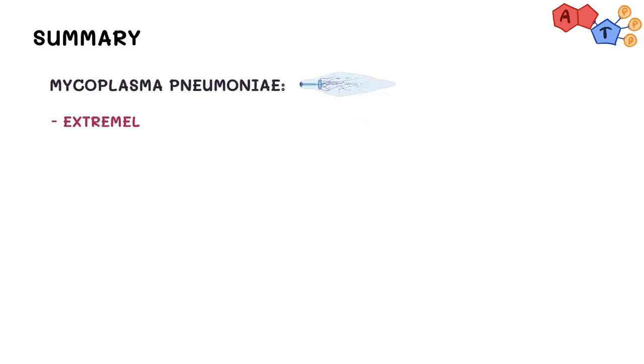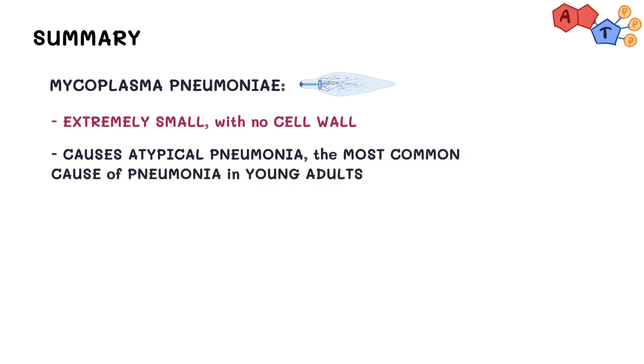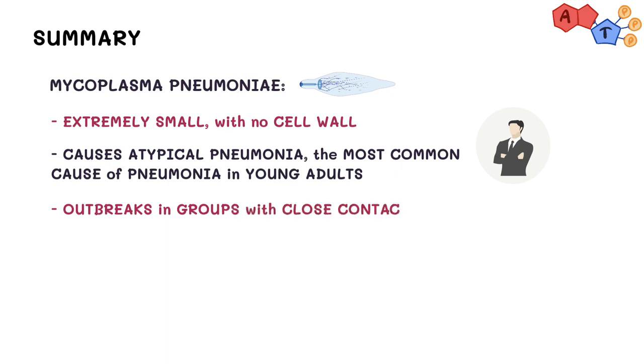Alright, to sum up, today we've talked about Mycoplasma pneumoniae. We've said that it's an extremely small organism characterized by the absence of a cell wall. It primarily causes atypical pneumonia, which is the most common cause of pneumonia in young adults. It's also responsible for outbreaks in groups with close contacts, such as families and military personnel.